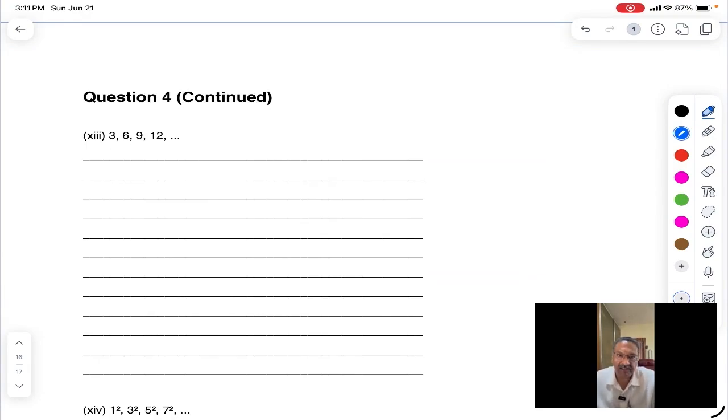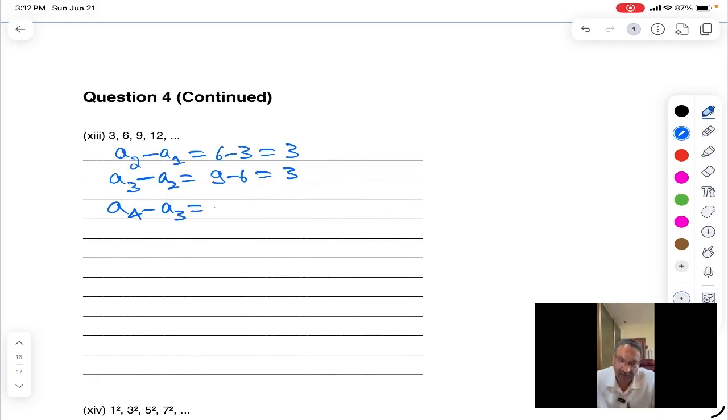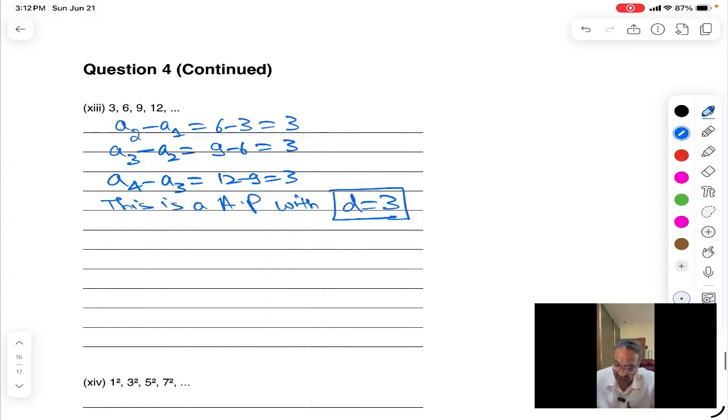13th part, 3, 6, 9, 12. This is very simple. It is the 3 table, so every number gets 3 added. So let us do it. A2 minus A1 is equal to 6 minus 3 is equal to 3. A3 minus A2 is equal to 9 minus 6 is equal to 3. A4 minus A3 is equal to 12 minus 9 is equal to 3. This is an arithmetic progression with common difference equal to 3.